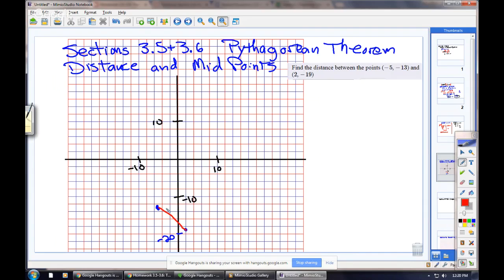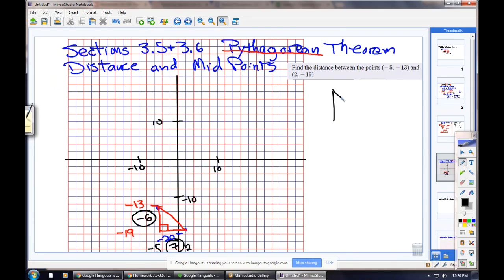Now, a cool thing about that, if I think about that as a line with a slope, it has a rise and it has a run. And when I make that triangle, I get a right triangle. Right triangles are nice because that is the Pythagorean theorem. So it turns out the Pythagorean theorem is the way you find distance. So here I need to get from -13 to -19. And so that is a rise of what? -6. In the run, I had to get from -5 all the way over to 2. So that would be a run of 7.